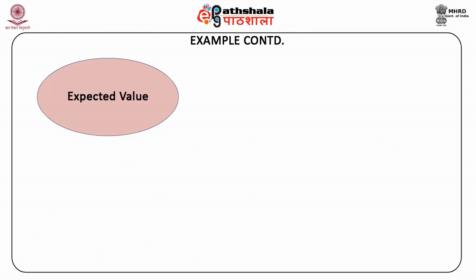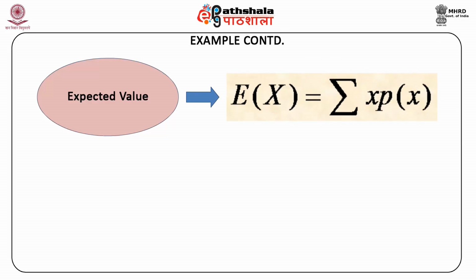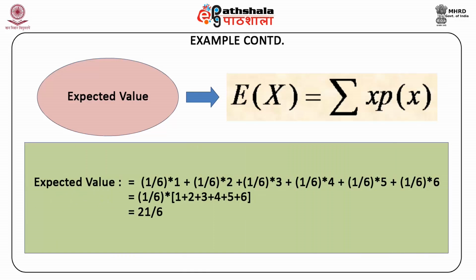Also, the expected value E of x is equal to sigma x p of x, which is equal to 1 by 6 into 1 plus 1 by 6 into 2 plus 1 by 6 into 3 plus 1 by 6 into 4 plus 1 by 6 into 5 plus 1 by 6 into 6, which is equal to 1 by 6 multiplied by 1 plus 2 plus 3 plus 4 plus 5 plus 6, which is further equal to 21 by 6.